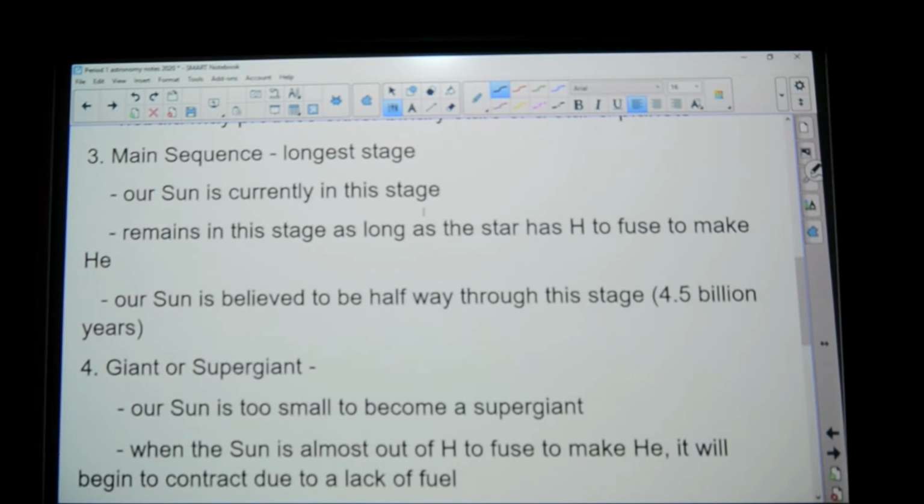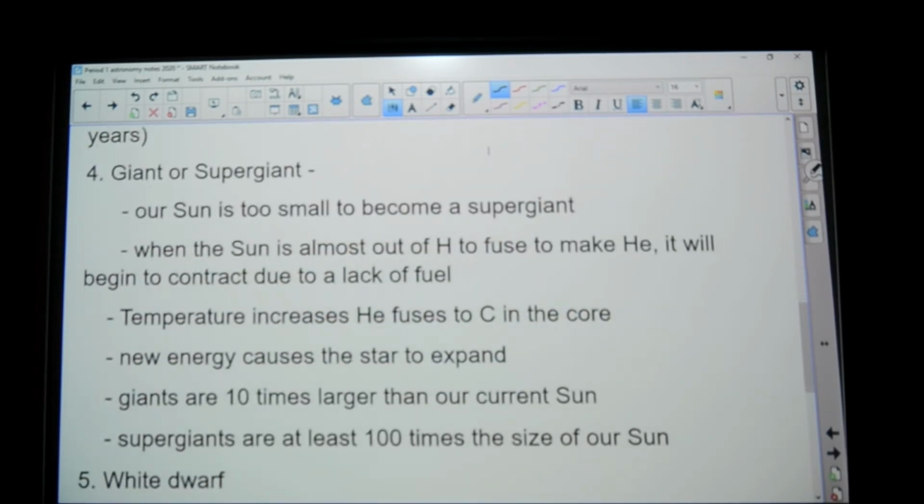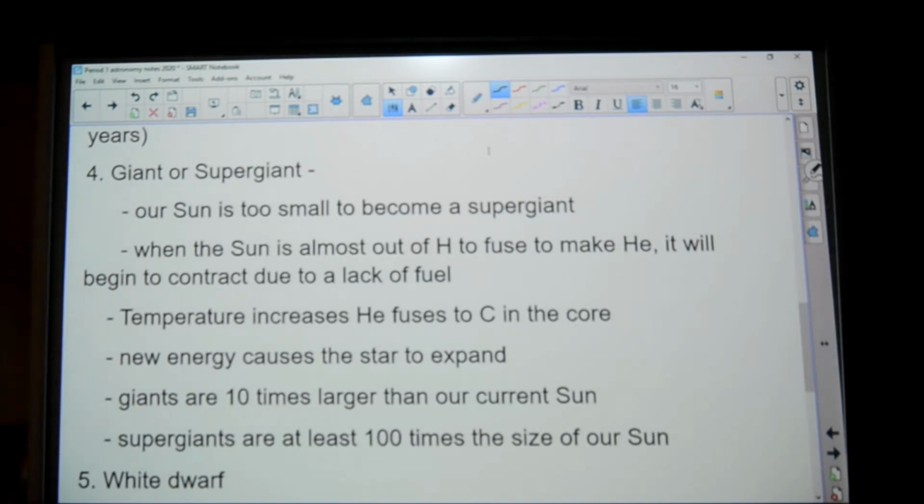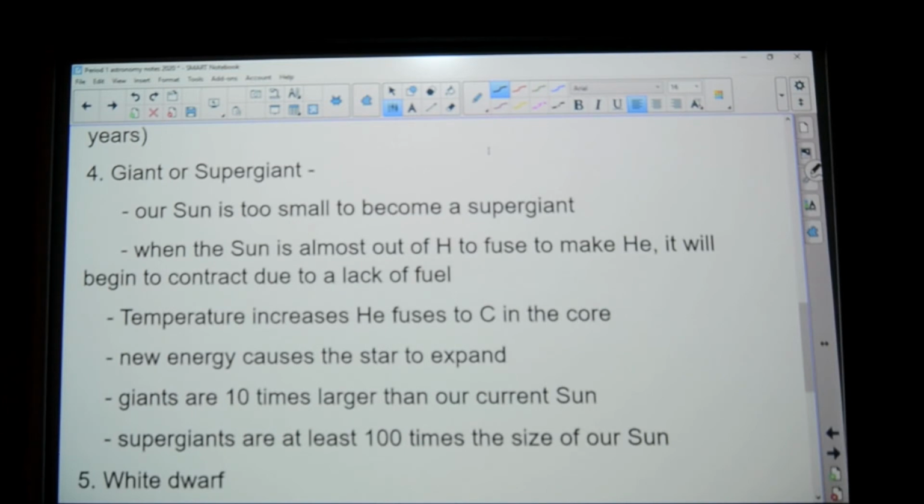After that, you run out of hydrogen, it's going to contract due to lack of fuel. And then with a contraction, you actually get more friction. You're increasing your temperature in the core. With that, it causes it to expand. So I get my giant, or my supergiant. Well, for us, it's going to be a giant, because remember I told you, our sun is too small to be a supergiant. So the giant is about 10 times larger than our current sun. Supergiants are at least 100 times larger than our sun.